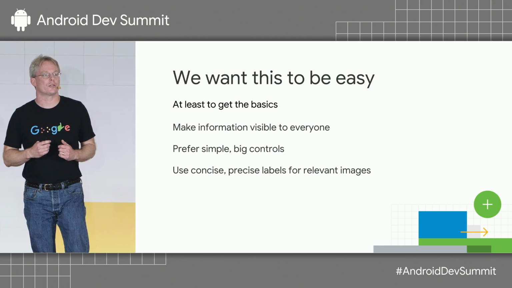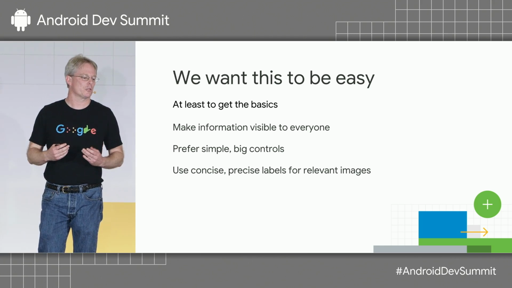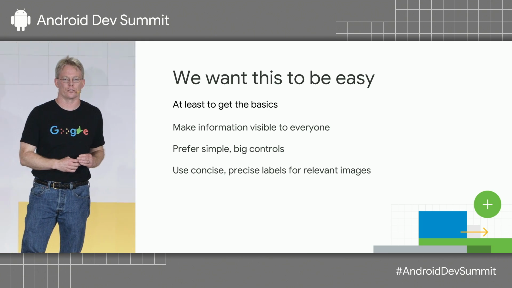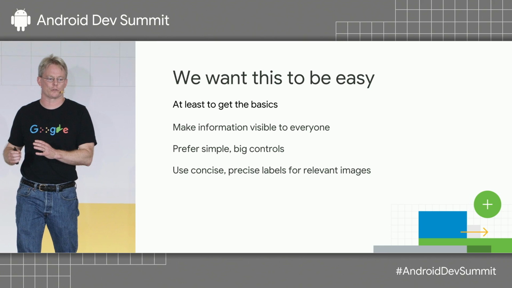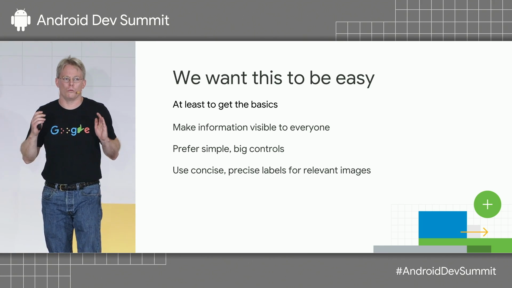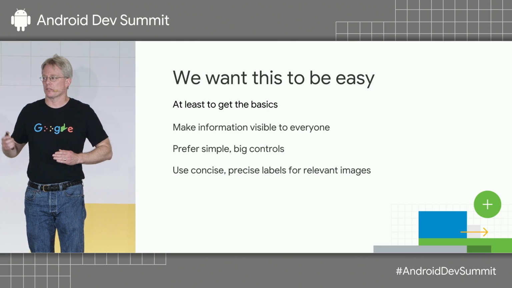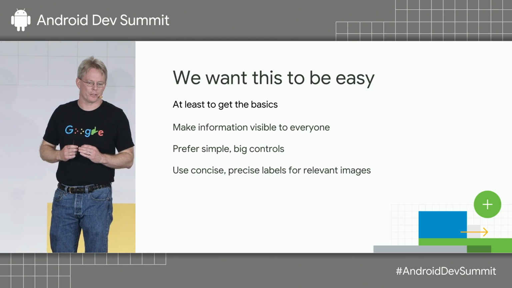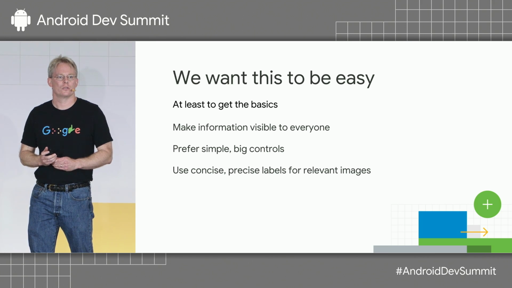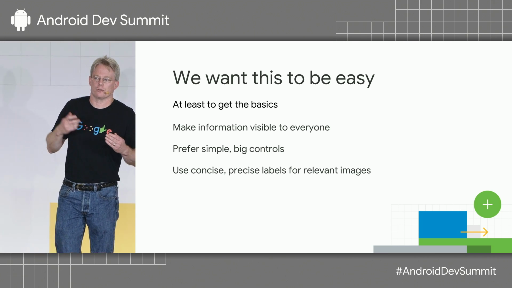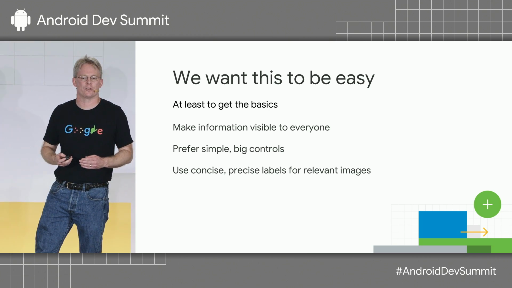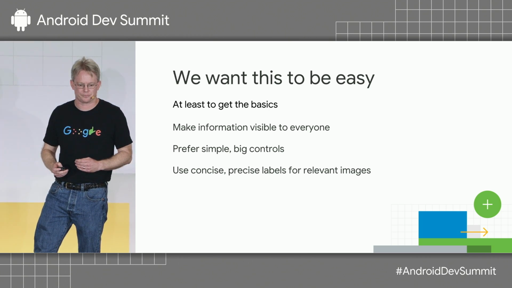And so certainly to get the basics, we want it to be straightforward. If you've got reasonable contrast to make the information visible to everyone, you've got simple big controls, you're using labels, we really want that to get you almost all the way. And then some of these other APIs, like Qasid was just describing, should be able to handle some of these more specialized situations. Like if you've got a full screen fragment transition, you can use the pane title to make sure that gets handled the same way a window transition would.